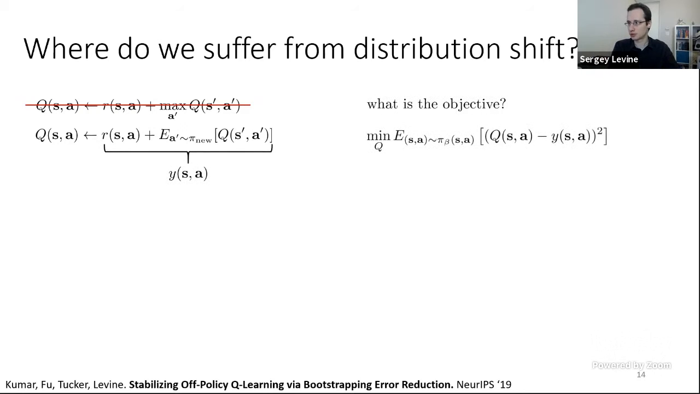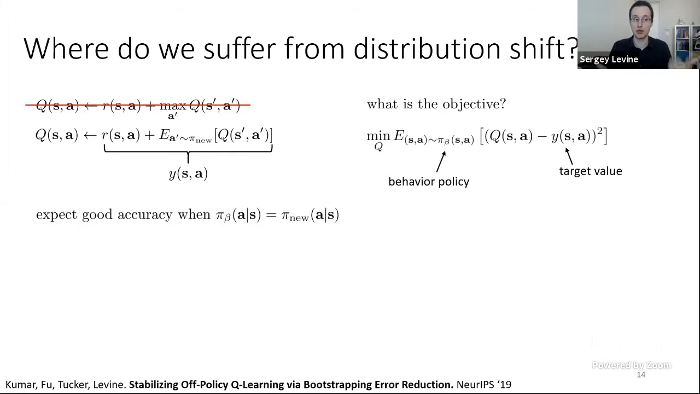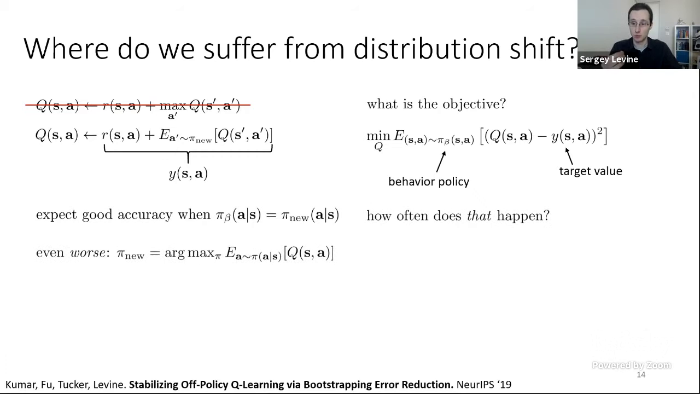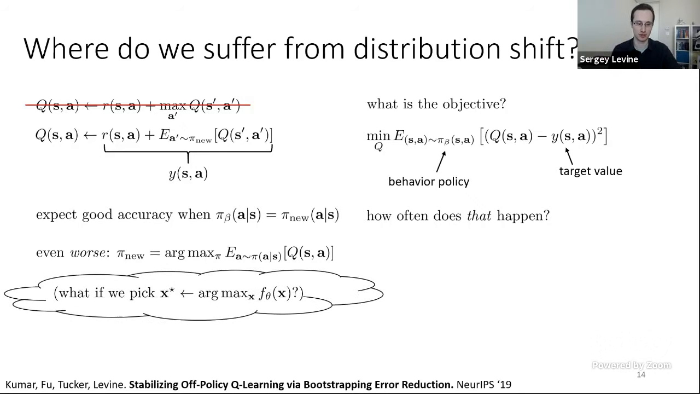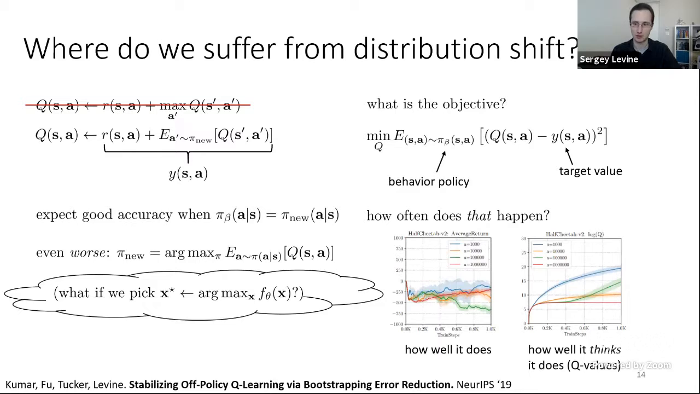And how do you train Q? Well, you train it to minimize error in expectation under your behavior policy, which I've denoted here as pi_beta. So you're regressing onto your target values under pi_beta. So you would expect to get good accuracy when pi_beta is equal to pi_nu, right? Because then you don't have distributional shift. But of course, the whole point is to improve over pi_beta, to get a policy that's better than whoever collected your data. So pi_beta will not be equal to pi_nu. And even worse, pi_nu is going to be selected to maximize this expected value. So that's exactly the bad thing that we talked about on the previous slide. And that's why we get this massive overestimation. We're selecting the policy to maximize the Q values, which is essentially finding an adversarial example for our Q function.